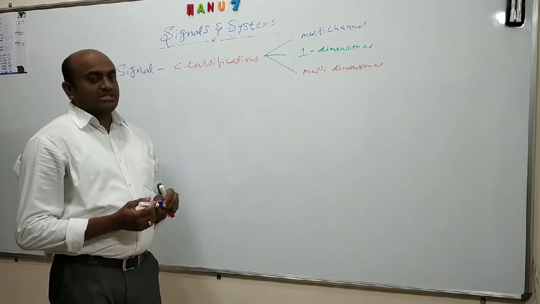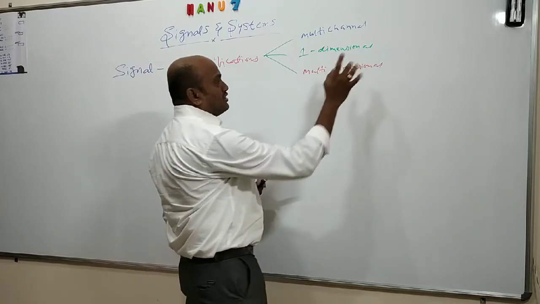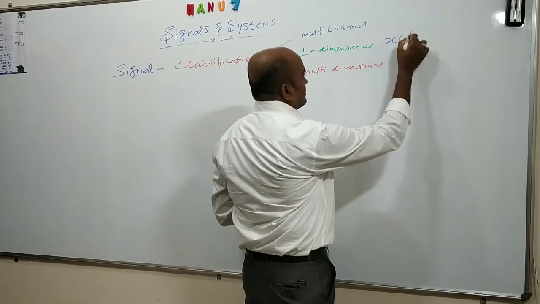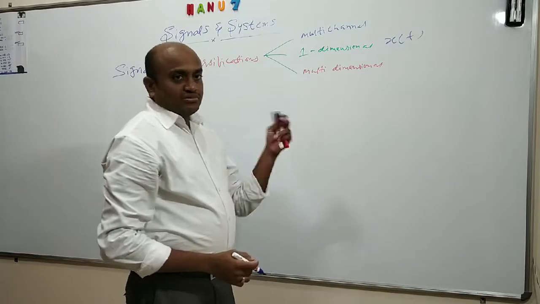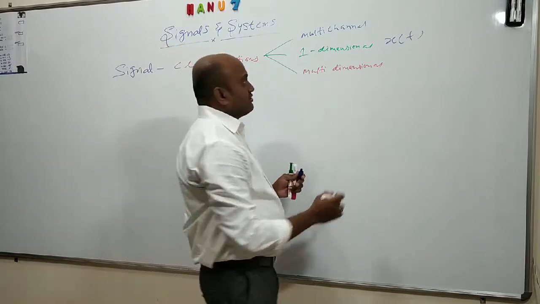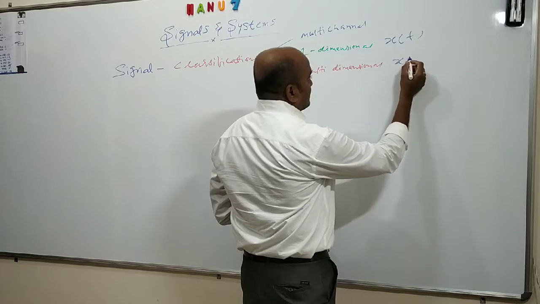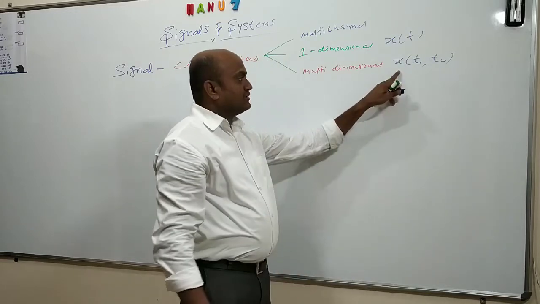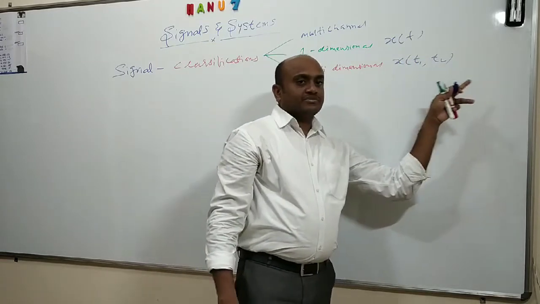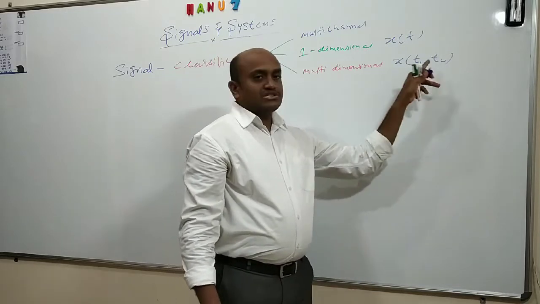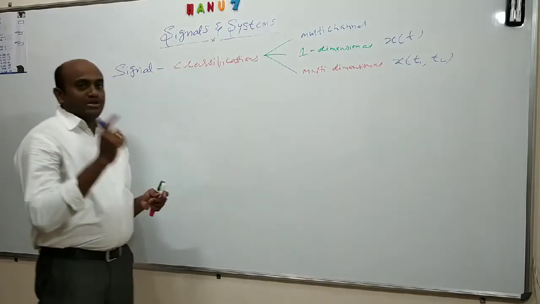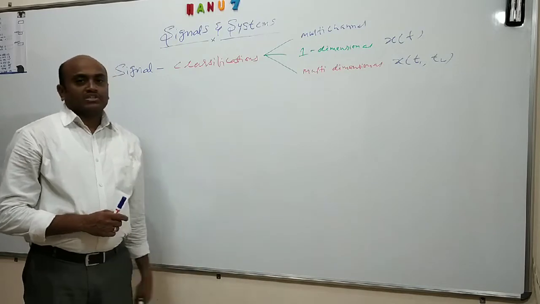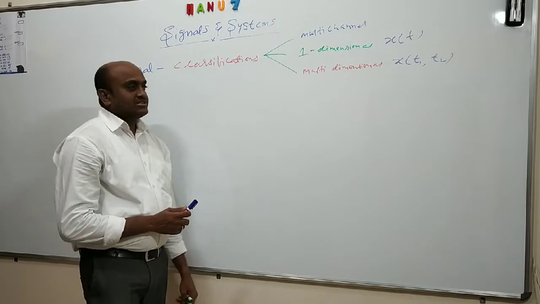Coming to one-dimensional signals, all signals which have only one independent variable are called one-dimensional signals. An example is x of t. Here there is only one independent variable. If you take the third category, multi-dimensional, why is it called multi-dimensional? Because the signal has one or more independent variables, t1, t2. This is a two-dimensional signal. I can go with t1, t2, t3. This is a three-dimensional signal. Like that we can get multi-dimensional signals. A signal having only one independent variable is called one-dimensional. A signal having more than one independent variable is called a multi-dimensional signal.